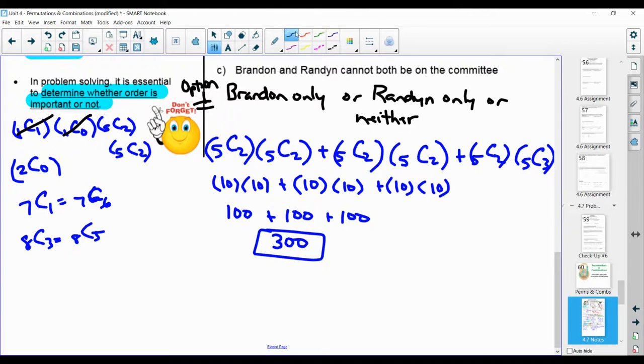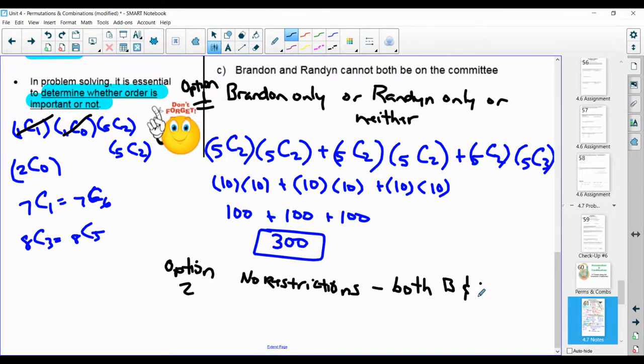Now, the second way that we can look at this question is we can look at complements. So we can take a look at all of the ways that we can choose this committee, so no restrictions, and subtract all the ways that they can be on the committee, so both Brandon and Randon on the committee.